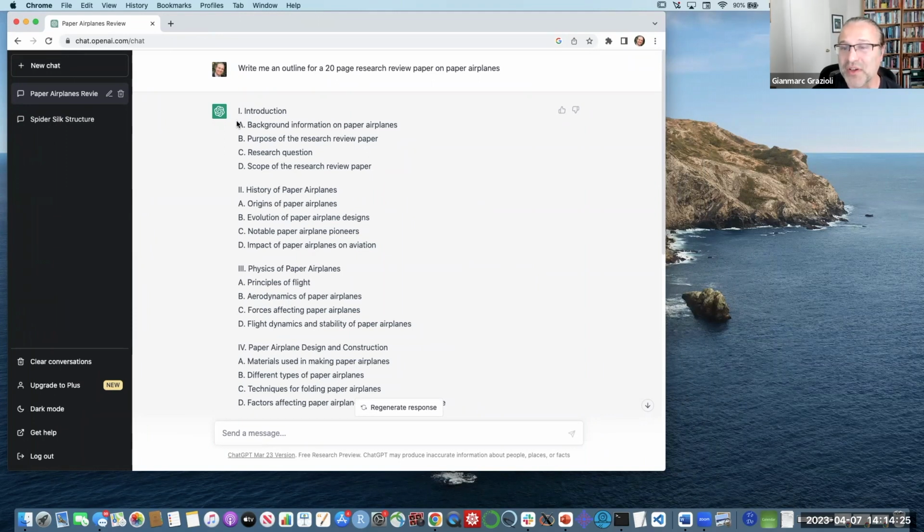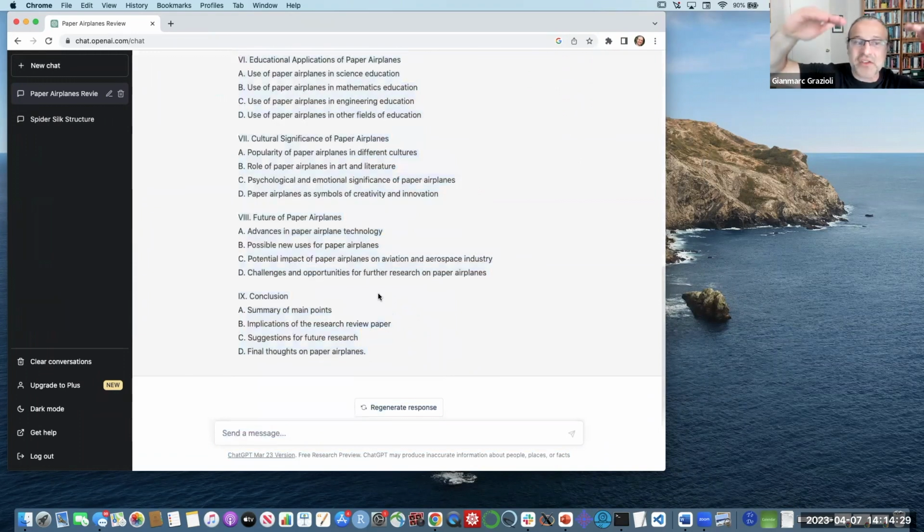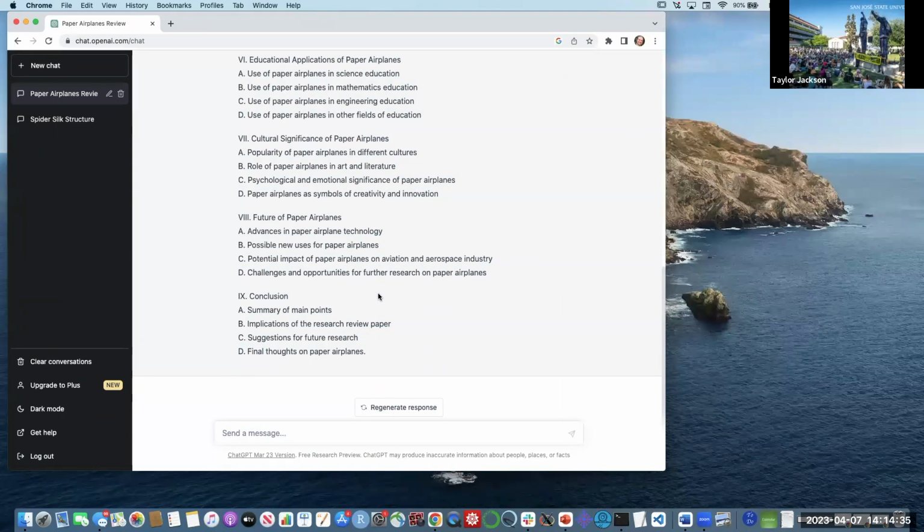So what you could do though is, you copy this whole thing, paste it in a Word document, and then you put the subheadings, right? You add your own subheadings, you fill this thing out. But I think using it as a scaffold that you can build onto can be a smart thing.